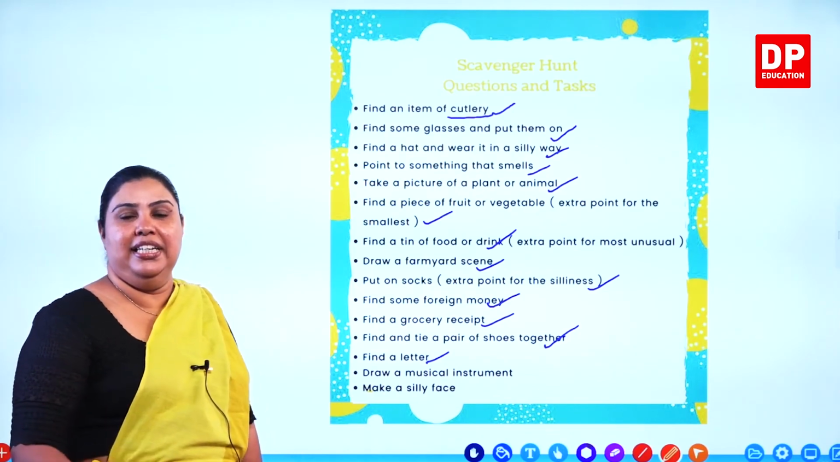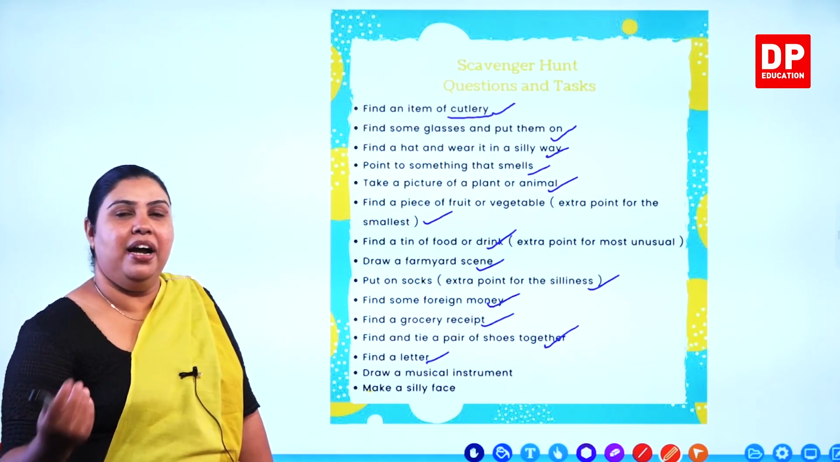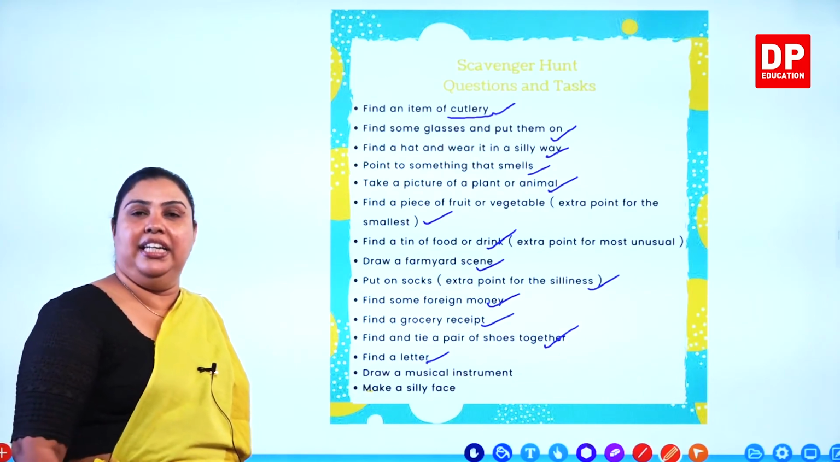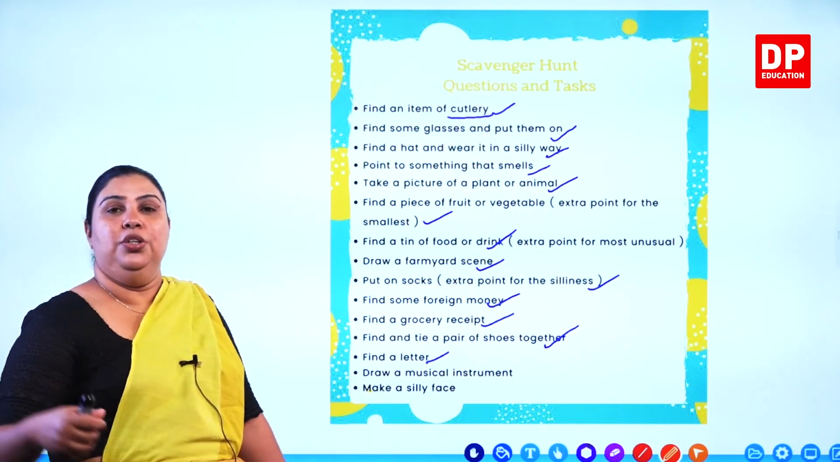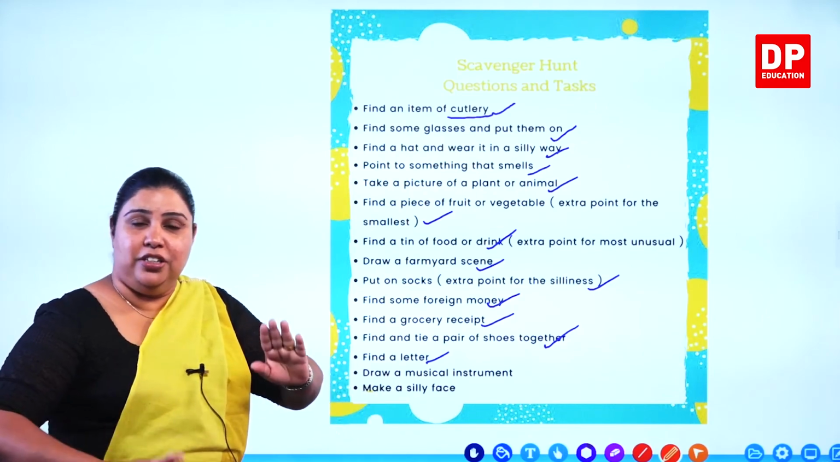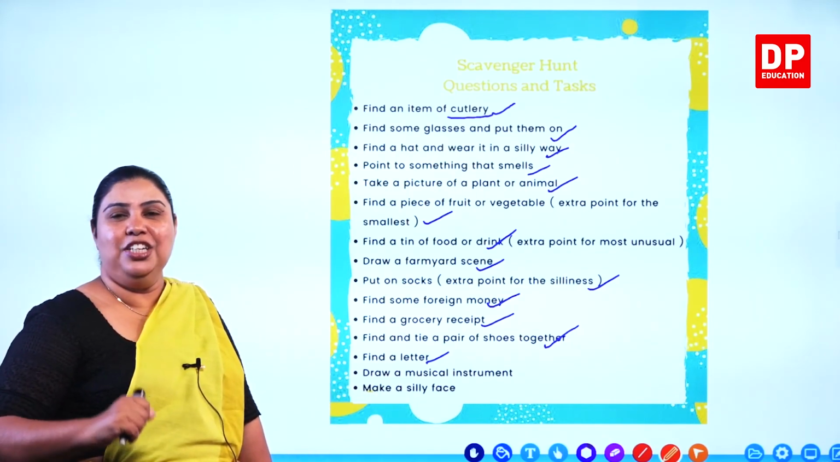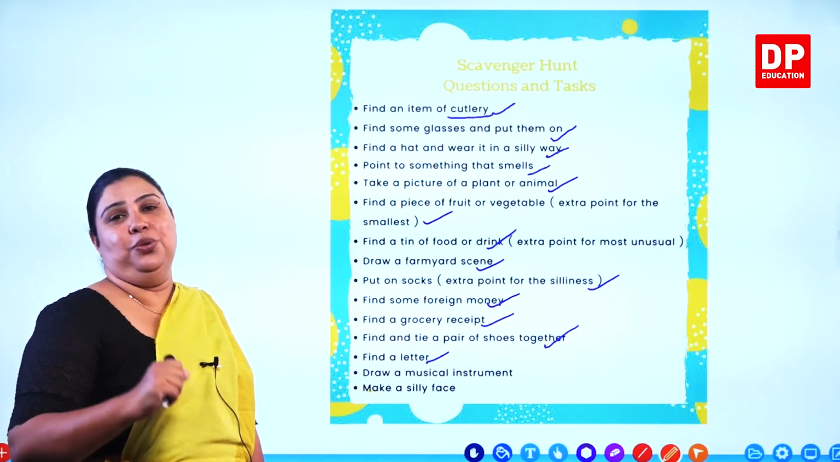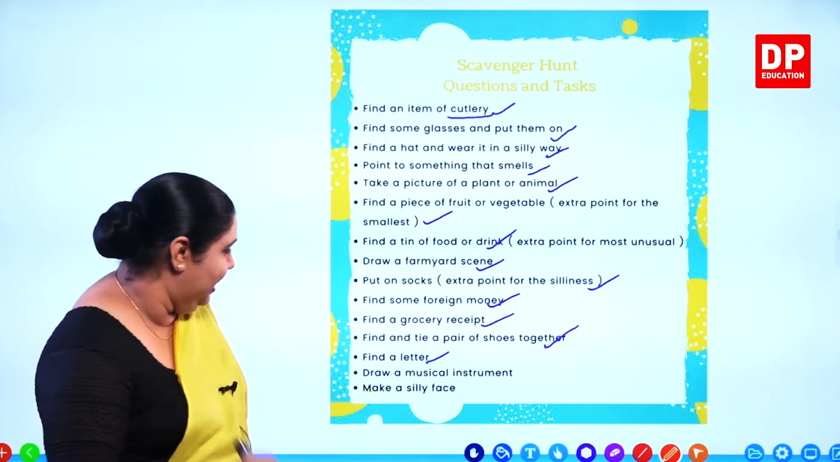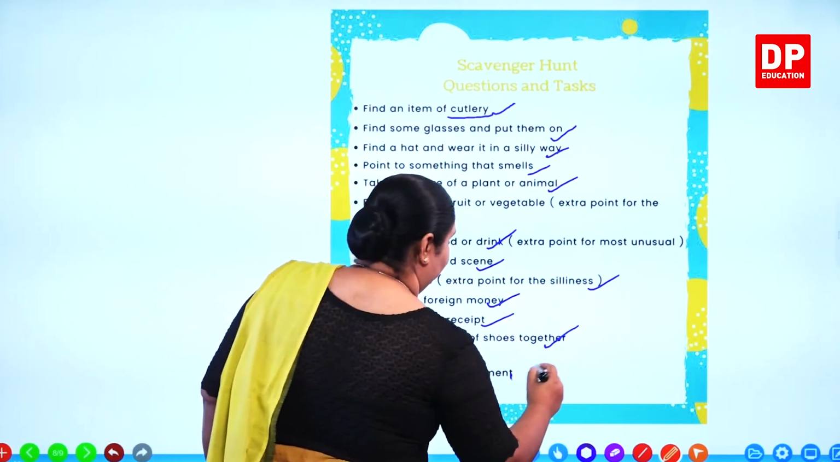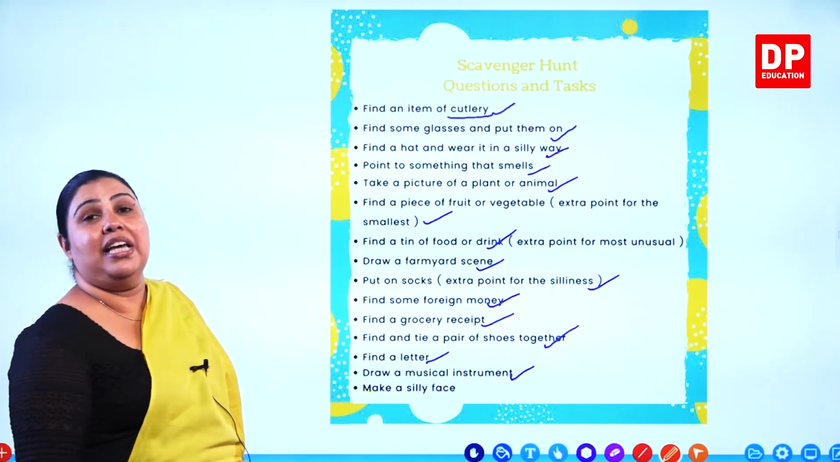Draw a musical instrument. Draw a musical instrument. You can draw a flute, you can draw a violin, you can draw a drum set, right? You can draw anything that you like. It has to be a musical instrument. So this is one of the things that you can add to your scavenger hunt list.